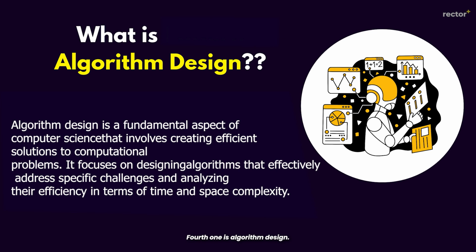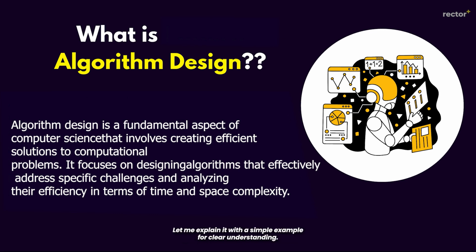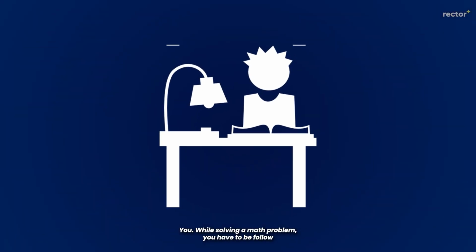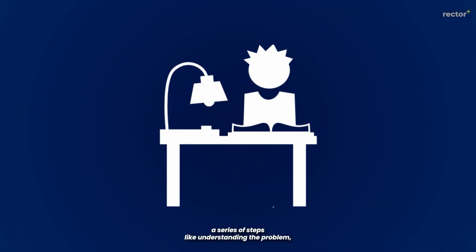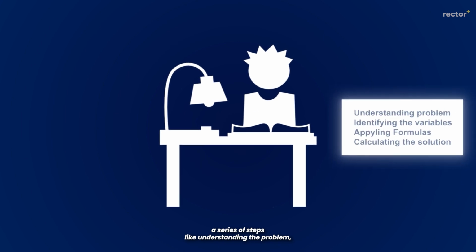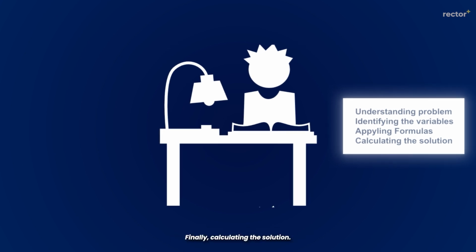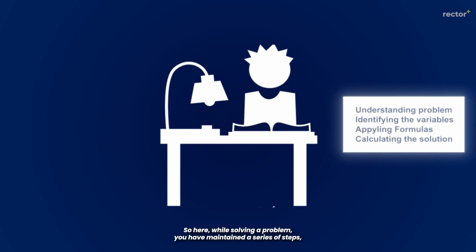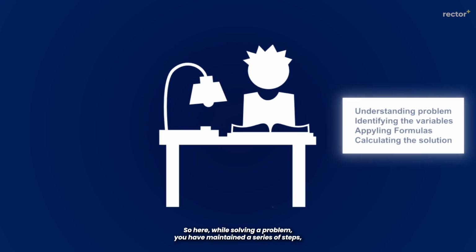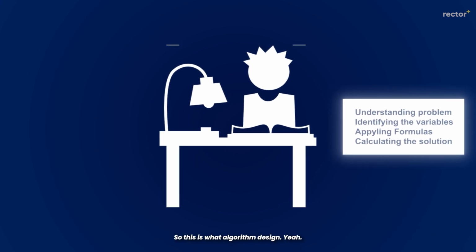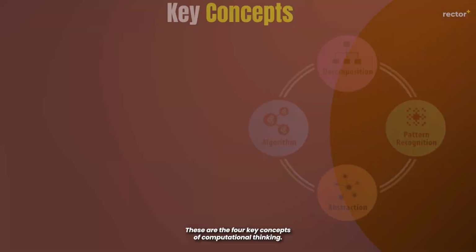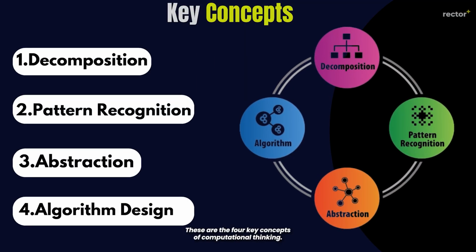Fourth one is algorithm design. In algorithm design, we identify and create a step by step solution to solve a problem. Let me explain it with a simple example for clear understanding. While solving a math problem, you have to follow a series of steps like understanding the problem, identifying the variables, and applying the appropriate formulas. Finally, calculating the solution. So here, while solving a problem, you follow a series of steps, which is an algorithm. So this is what algorithm design is. These are the four key concepts of computational thinking.